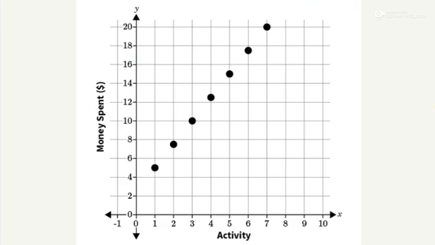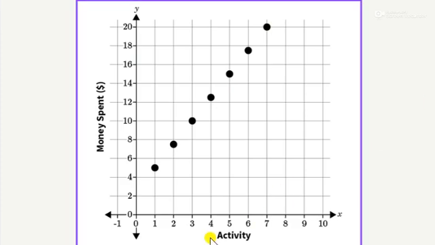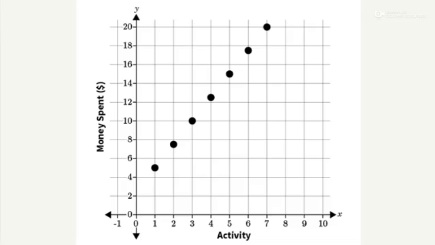You can use this graph to find out other information. So according to the graph, on 4 activities, you will spend $12.50. On 7 activities, you're going to spend $20, which leaves $5 for the cheesecake because you had $25 total. So you have enough since the cheesecake costs $2.50. The horizontal axis is activity, or n, and the vertical axis is money spent.